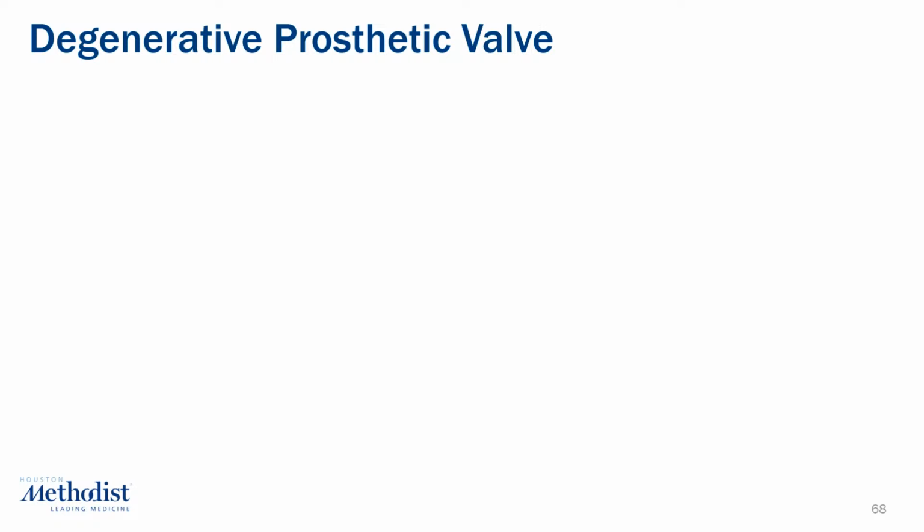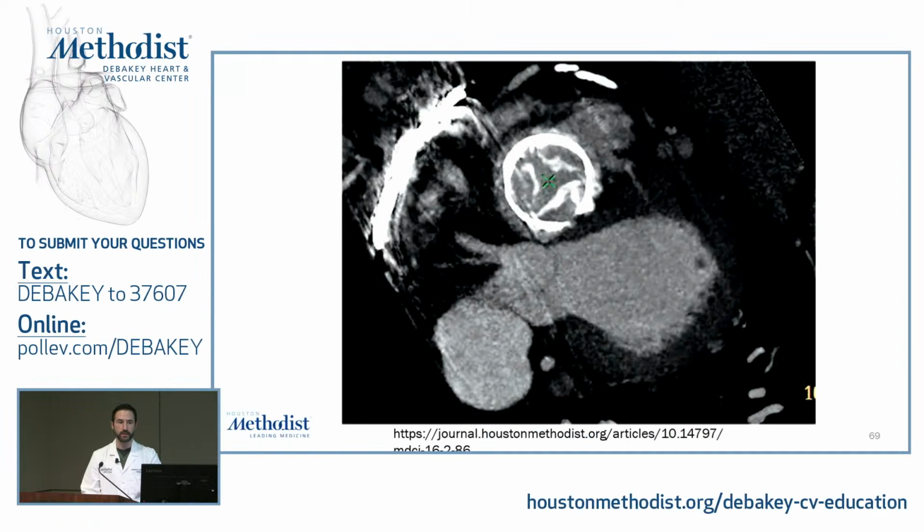Prosthetic valves over time can have degenerative changes and can become very calcified and thickened. So here's an example of a valve, this was from the DeBakey journal. See all this calcification along the leaflet, along the aortic valve TAVR leaflet. So this is severe degenerative thickening of the leaflets.